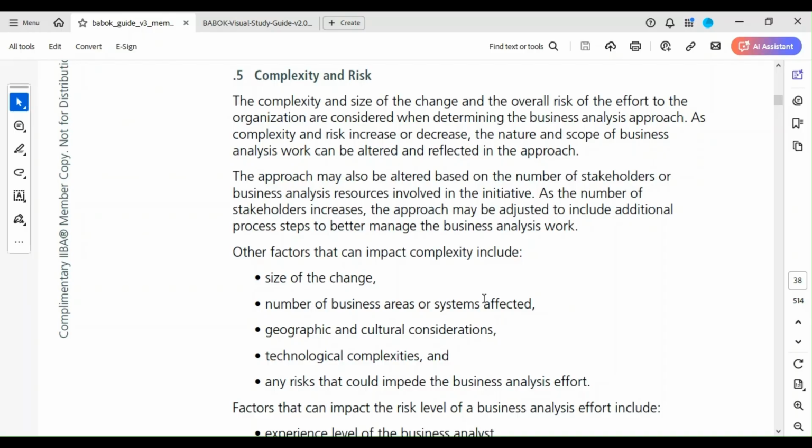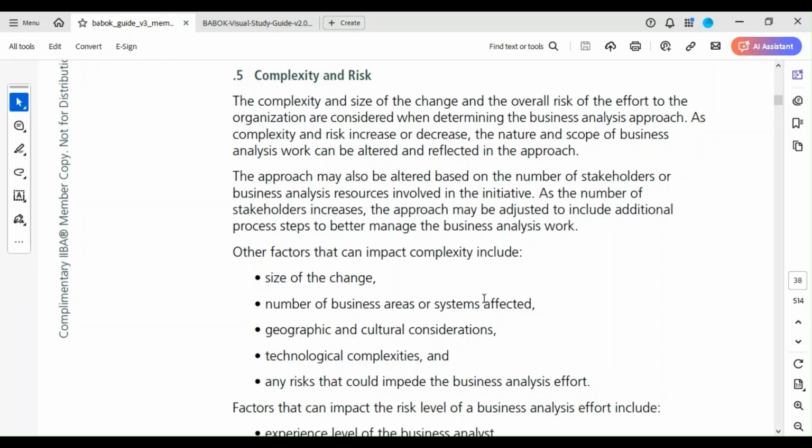The approach may also be altered based on the number of stakeholders or business analysis resources involved in the initiative. As the number of stakeholders increases, the approach may be adjusted to include additional process steps to better manage the business analysis work. So, whatever approach looks at complexity and risk, and they work hand in hand. But as you deep dive into the project, things change. You try to accommodate stuff.